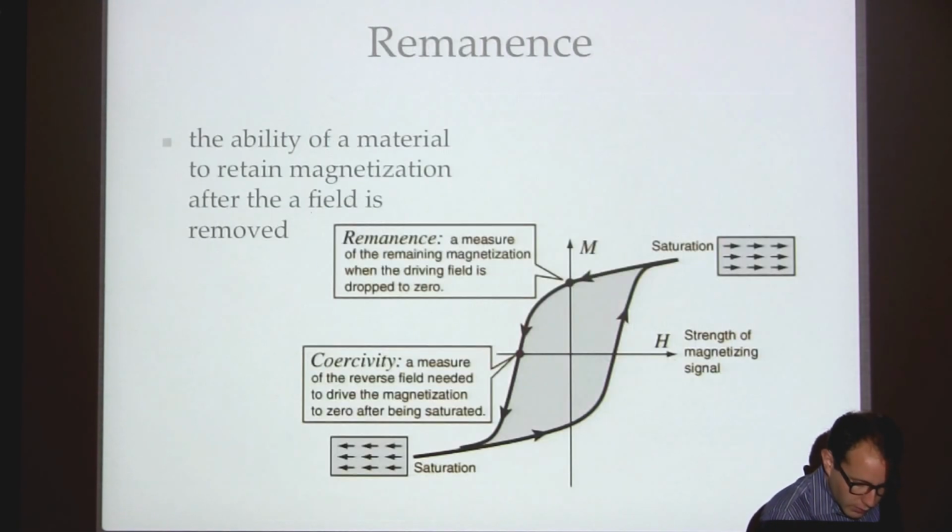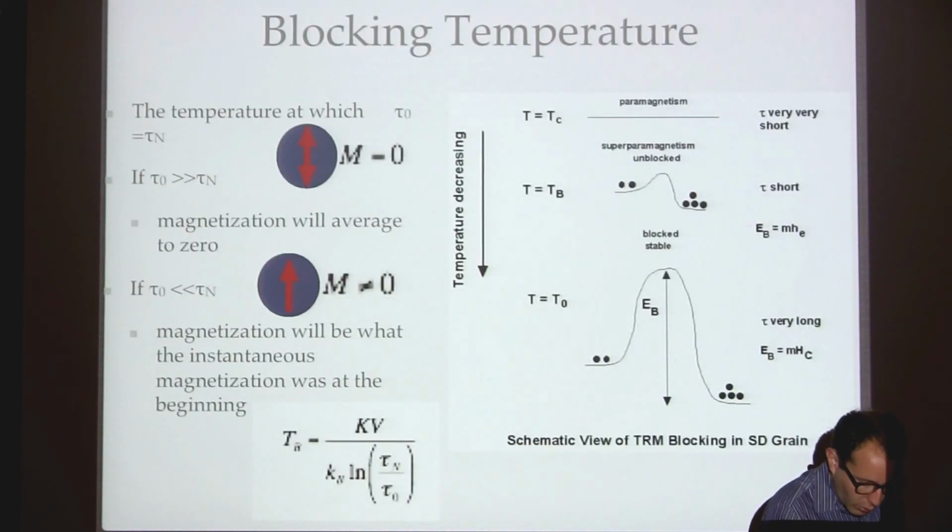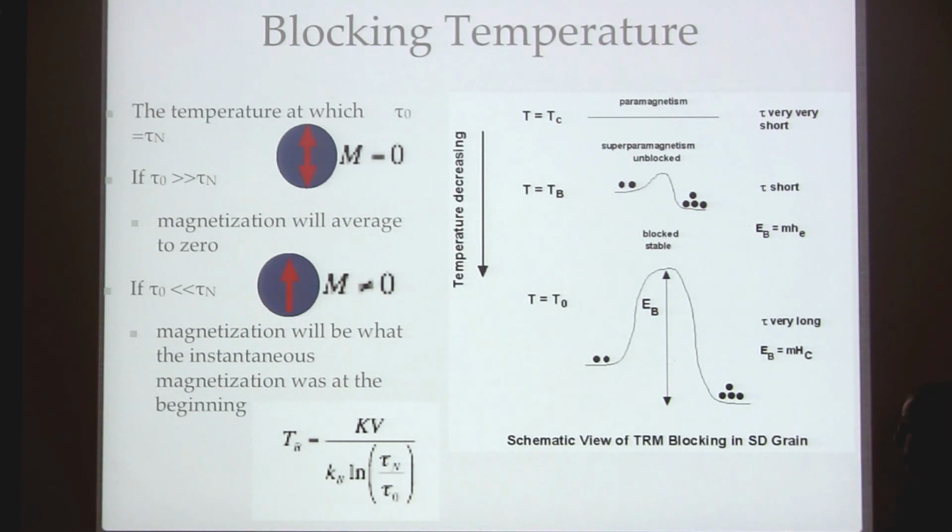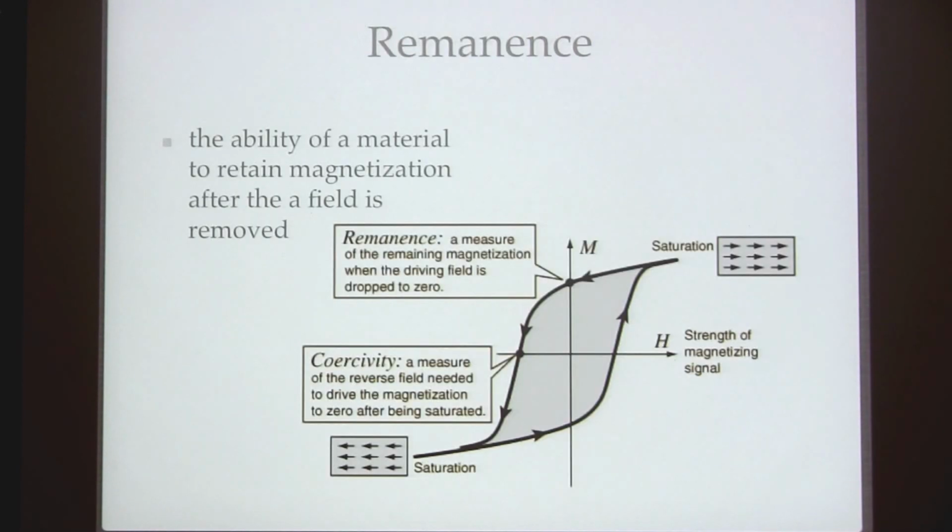We'll skip that. One final thing is to talk about remnant magnetization. We're looking at the remaining magnetic field. And this goes back to how your hard drive works.